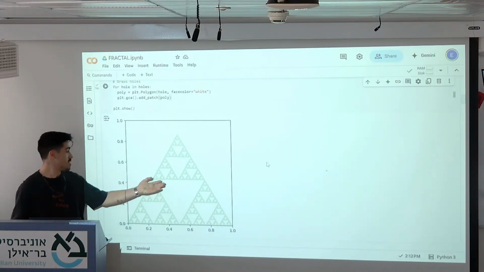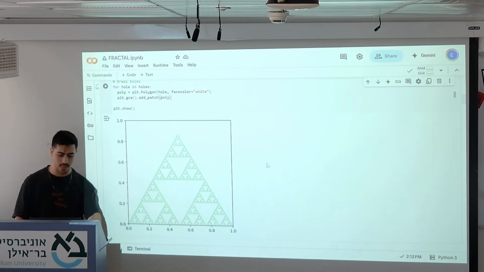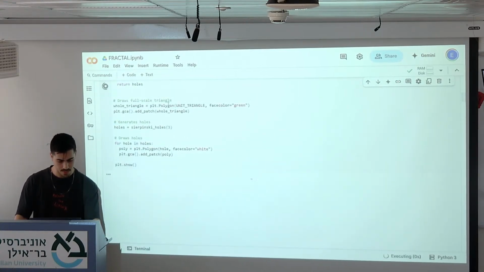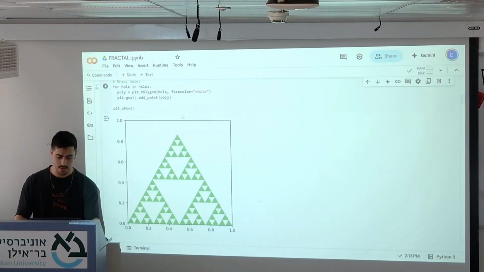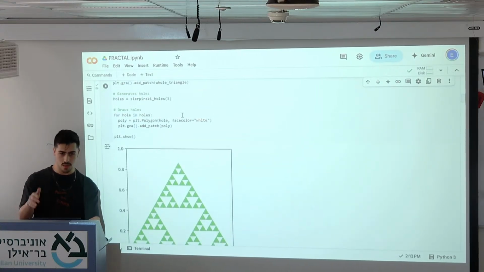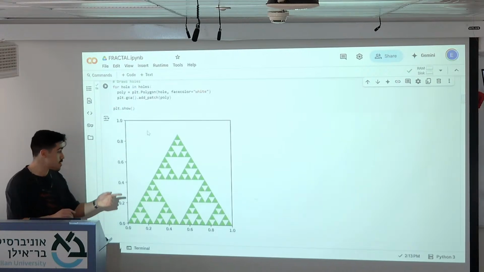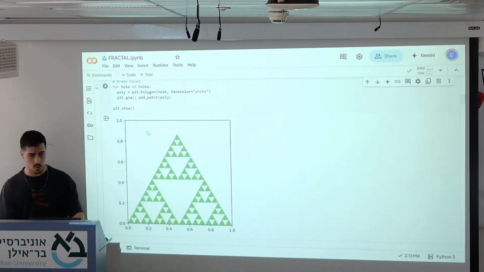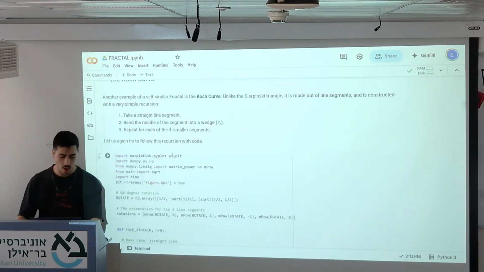This is the 10 layers, and you really cannot see the difference. Now do 3. Here's 3, should be quick. There it is. Very nice. So you can see how this is constructed layer by layer. In the next layer, all of these smaller triangles will also get their own triangular point. Okay? Nice.